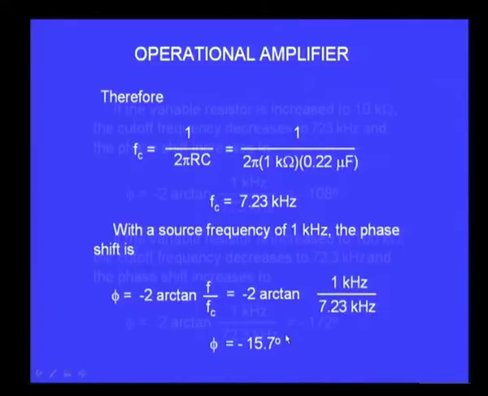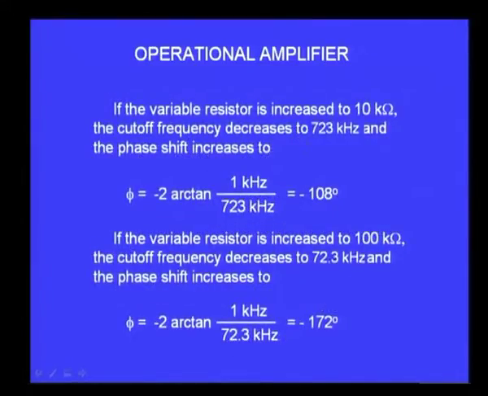So, when I have about 1 kilohertz, the phase shift will be 1 kilohertz by 7.23 kilohertz, that is minus 15.7 degrees. If I increase to the 10 kilo ohm, then the corresponding phase shift can be calculated, because the cutoff frequency will now vary to 723 kilohertz, and therefore 1 kilohertz by 723 will become 108 degree, and when I change to 100 kilohertz, then it becomes 72.3 kilohertz, and the phase angle is 172. So, by changing the potentiometer, the RC value, R value, you would find the phase angle can be varied by a whole range from almost 0 to 180 degrees.